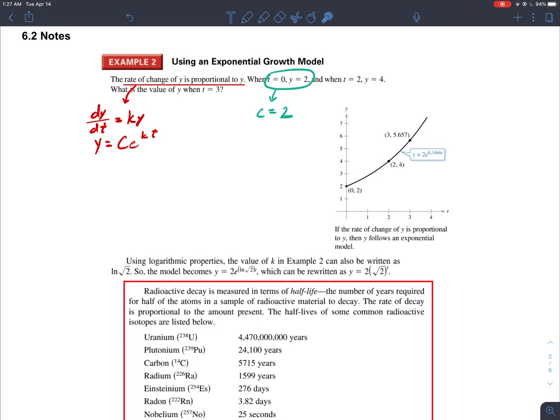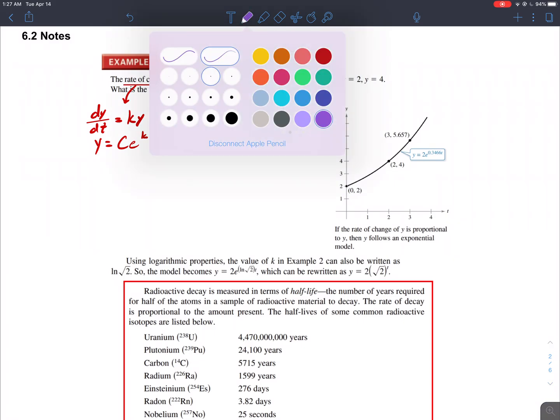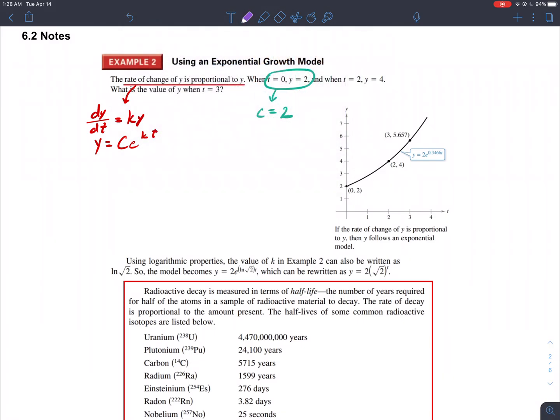All right, so if c is 2, then I can go straight to trying to figure out k. This group of information here will let me find k. And you'll find that most of these problems are about setting up the model and then finding the specific model, meaning finding k, finding c, and then using the model to evaluate for either some point in time or some value y after time has passed.